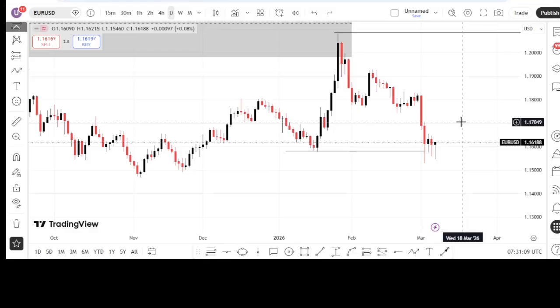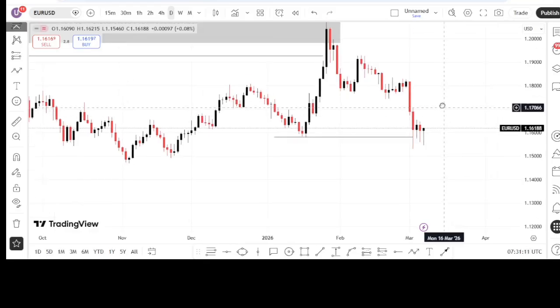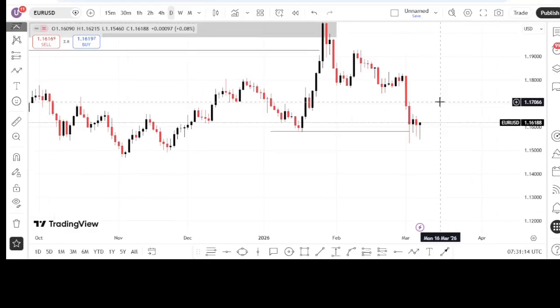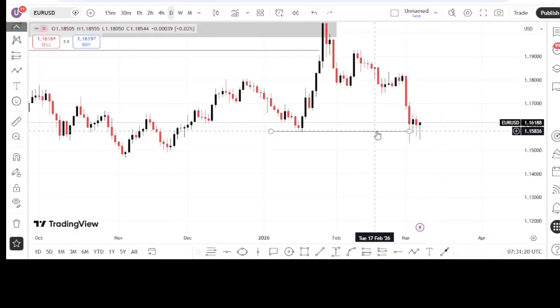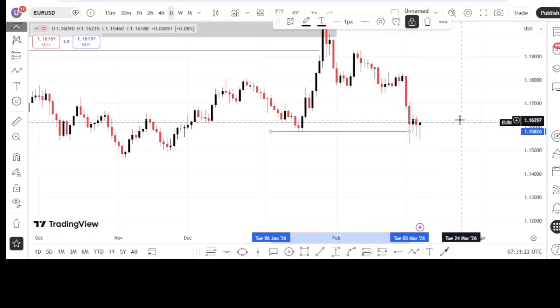So the way I see it here on the daily time frame, all I have to do now is look for a way to buy. The reason why I'm buying is because this is not a valid change of character. So I want to be looking for a way to buy.